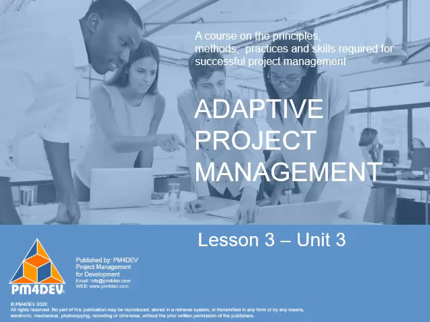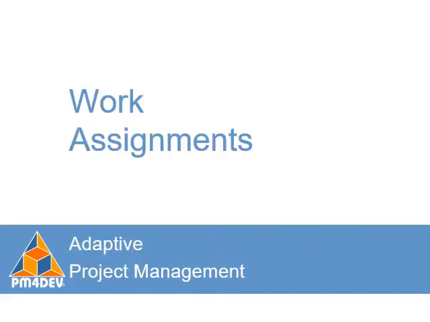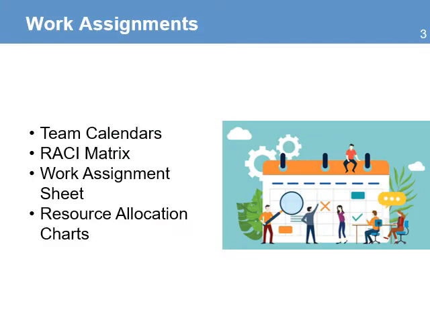Lesson 3, Unit 3. Work assignments. This is the process of delegating and assigning work to the project team. There are 4 tools that will help you in this process: the team calendars, the RACI matrix, work assignment sheets, and the resource allocation charts.